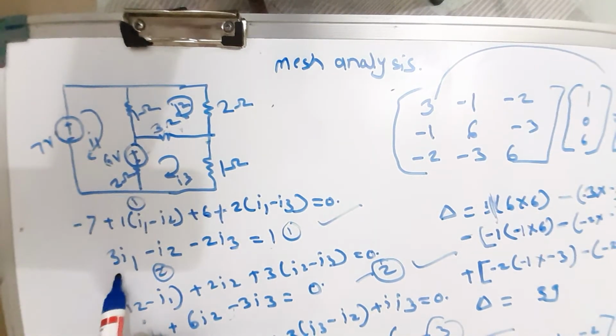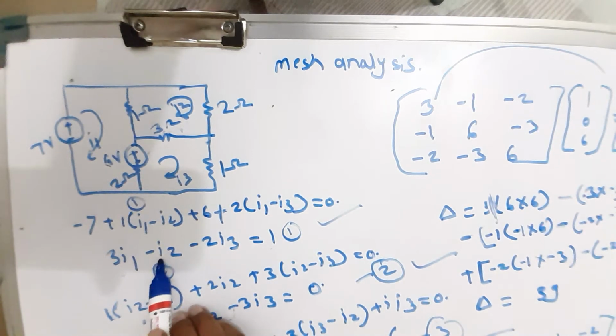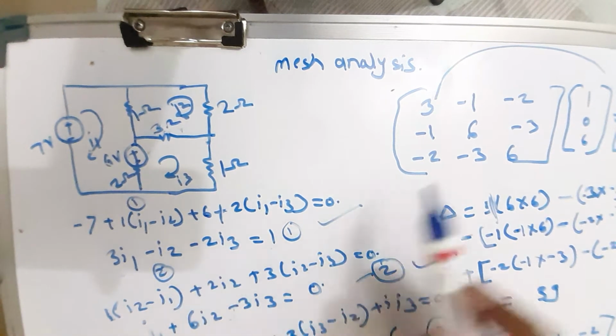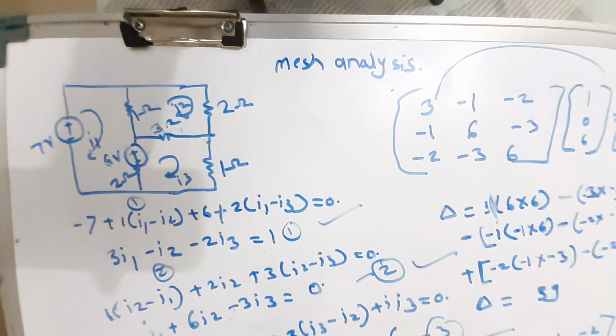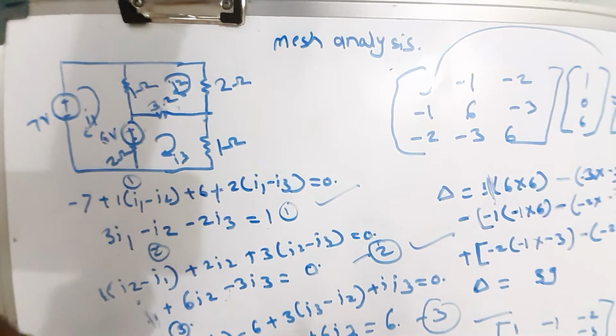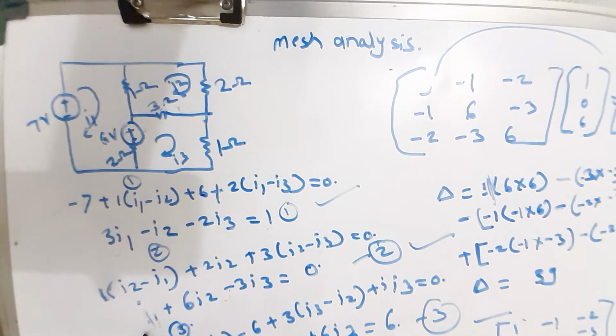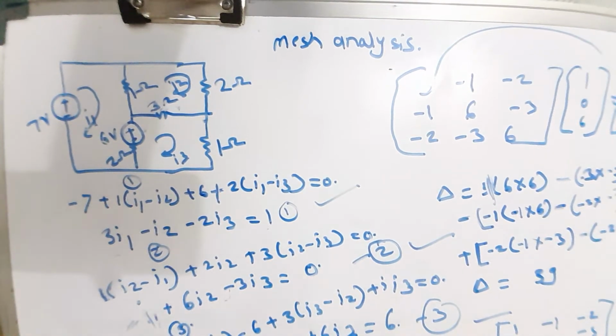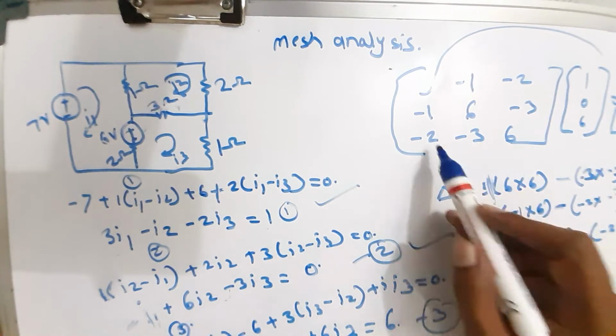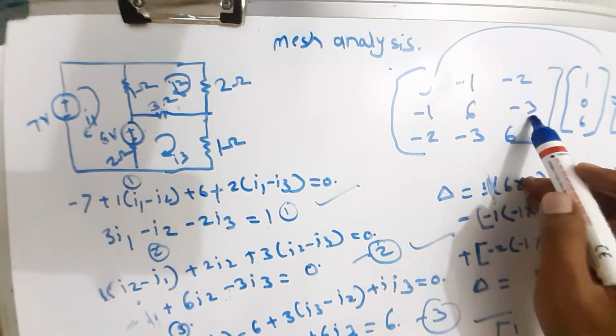First equation, just check it: I1 has a 3 value, I2 has a minus 1, I3 has a minus 2. So here 3 minus 1 minus 2. Similarly, for the second equation, minus I1, so minus 1 plus 6 minus 3.